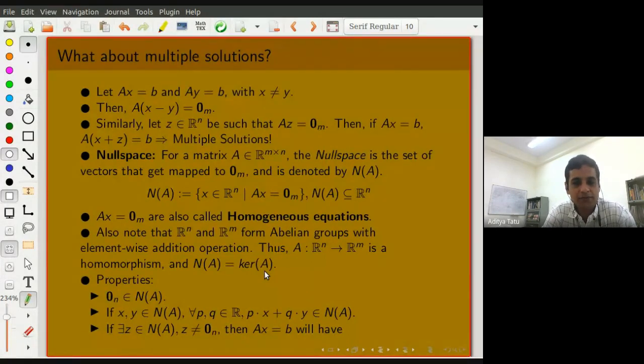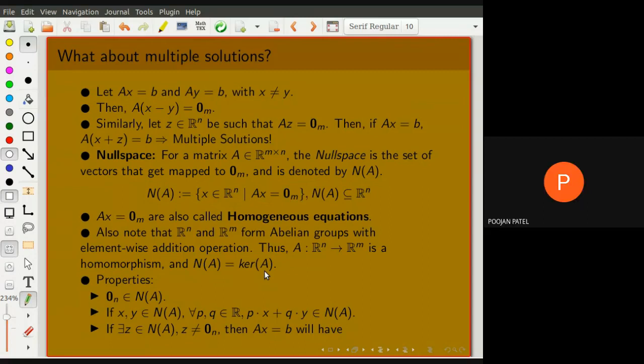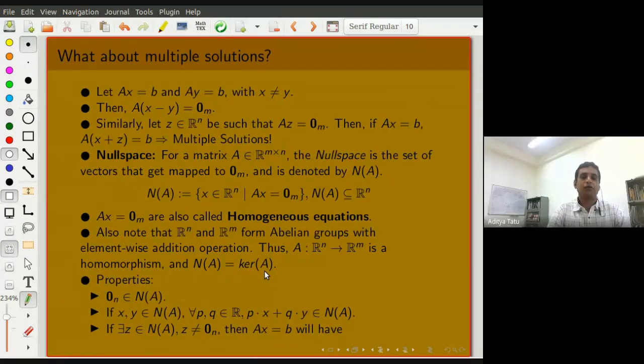So for example, what happens if the matrix A contains only zeros? Then B should also be 0. Yeah, but that's what I'm saying, right? I'm not saying anything about B. Can we make such a general statement that if there is a non-zero vector z in the null space, then Ax equal to B will always have multiple solutions?